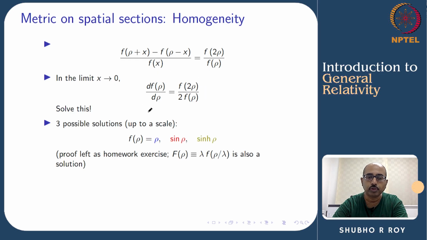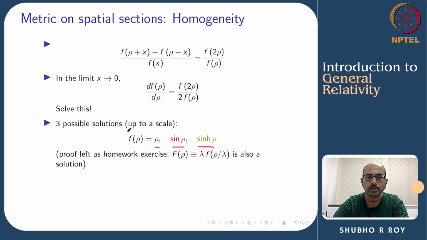Now it can be shown, and I've left the proof as a homework exercise, please work it out, solve this differential equation, that there are only 3 possible solutions up to a scale. I'll mention what I mean by up to a scale. The 3 solutions are f of rho is equal to rho, f of rho equal to sine of rho, and f of rho is equal to sine hyperbolic of rho.